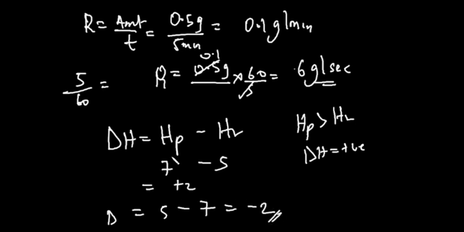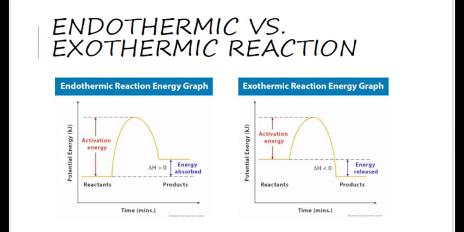So just take note: when the heat of product is higher, it is an endothermic process, but when the heat of reactant is higher, it is an exothermic process. You can use that to identify your graphs. If you look at a graph and you notice that the product is higher, it is endothermic, but once the reactant is higher, it is exothermic.